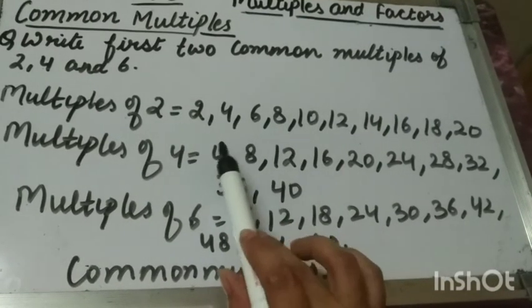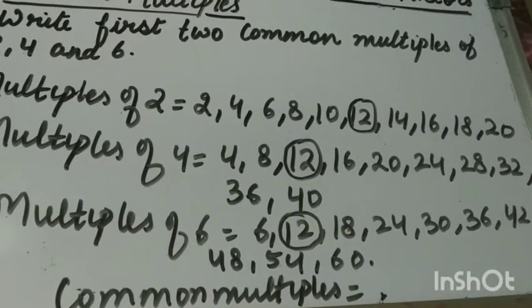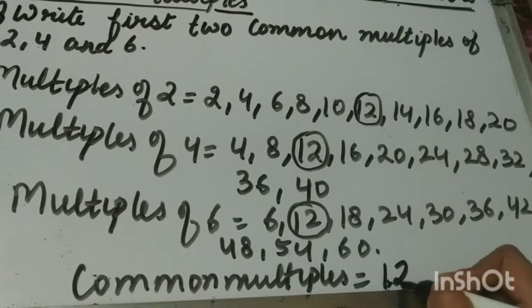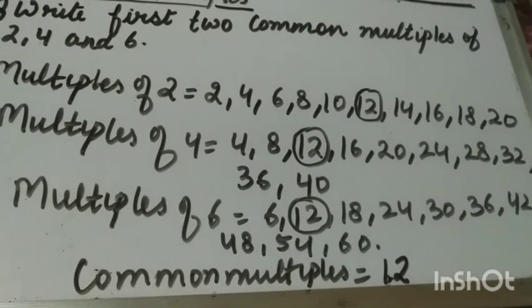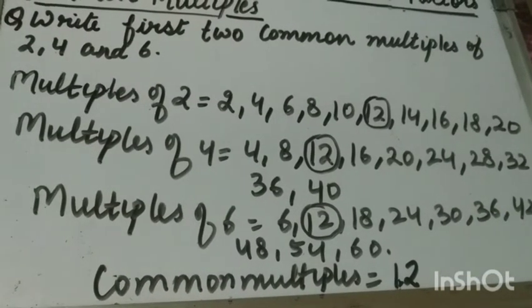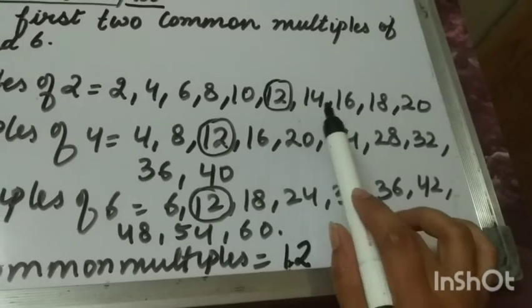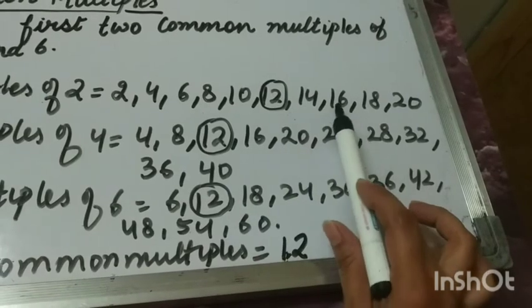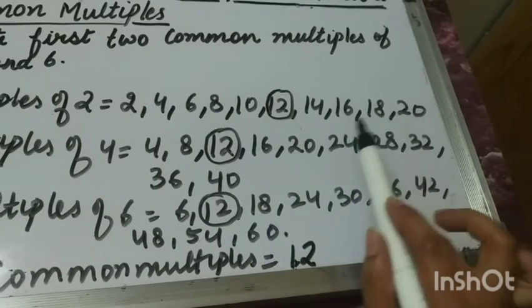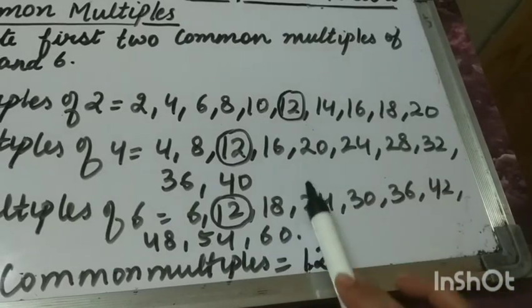See, the first 2 common multiples of 2, 4 and 6 are, first common multiple is 12, because 12 is in all of 2, 4 and 6. Okay, 12 is in 2, 4 and 6, all three, therefore 12 is our first common multiple of 2, 4 and 6. Now the next common multiple. See, 14 is not in 4, 16 is in 4 but 16 is not in 6, 18 is in 2 but not in 4, but 18 is in 6, so we will not consider it. It should be in all the 3 numbers.